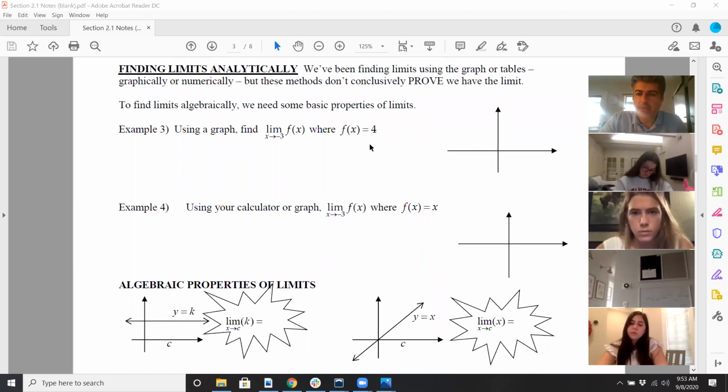So we've been finding limits using graphs or tables, graphically and numerically, obviously. But these methods don't conclusively prove we have the limit. So you need to be comfortable doing these algebraically, which is what we're going to talk about. But we need some basic properties first.